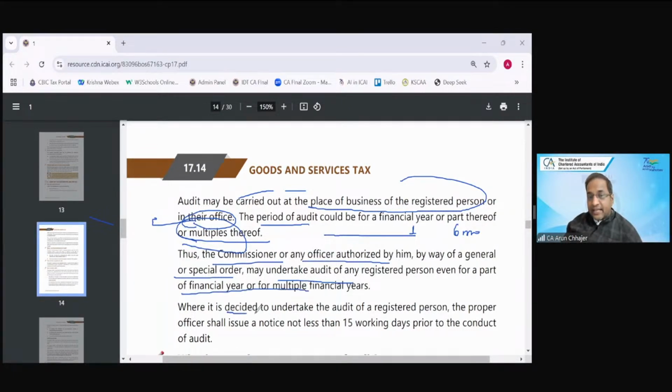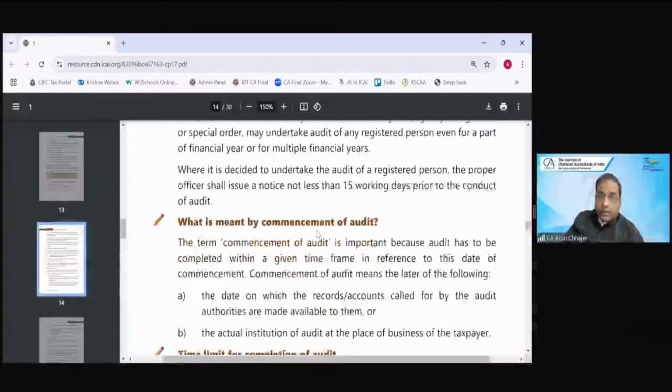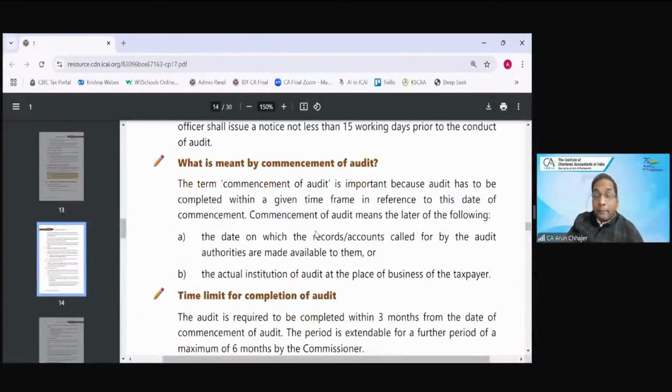Where it is decided to undertake the audit, तो उन्हें क्या करना पड़ेगा? They have to issue the notice not less than 15 working days prior to the conduct of the audit. It means 15 दिन का टाइम उनको देना पड़ेगा. किसको? Registered person को. Might be he needs to prepare some reconciliation, he needs to prepare some audit documents, etc. This practically becomes very, very difficult.